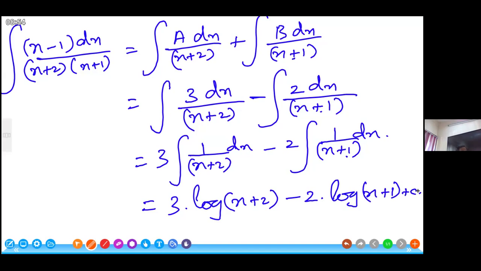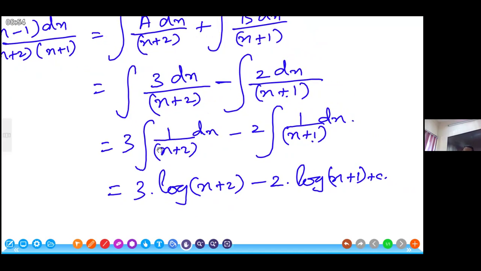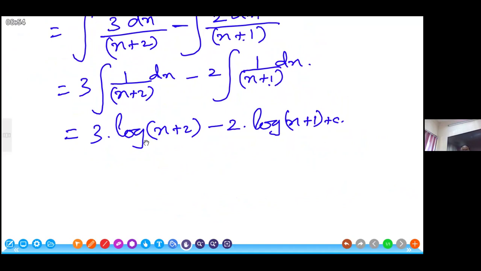Okay. Any clarifications, suggestions? So this is how we can handle some of the rational functions if we cannot do it directly.